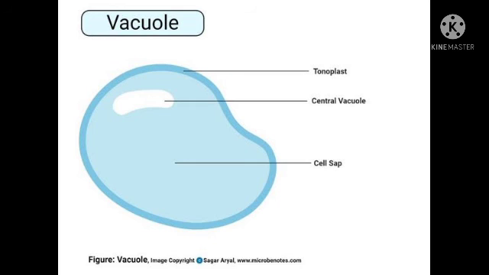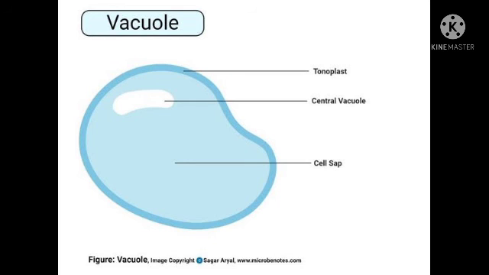The cell sap mainly consists of sugar, water, salts and other food material, and the waste material is also present in the cell sap. And vacuoles are present only in plant cell. They are not found in animal cell. Plant cells usually have one or a few large vacuoles.